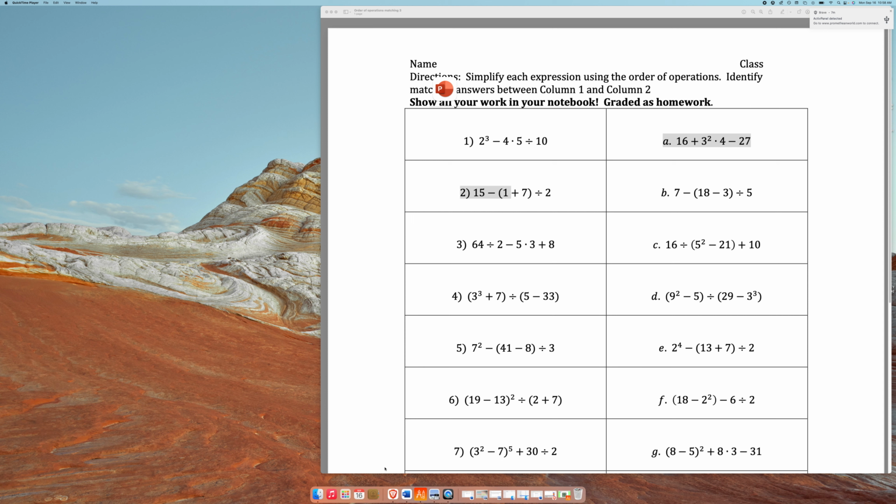So 64 divided by 2 is 32. Minus 5 times 3 is 15. That's it. All the multiplication and all division is gone. I can now do addition and subtraction. I have subtraction and addition here. Which one do I do first? I do this guy first, because it comes from left to right. So 32 minus 15 is 17. And then finally plus 8, 23.